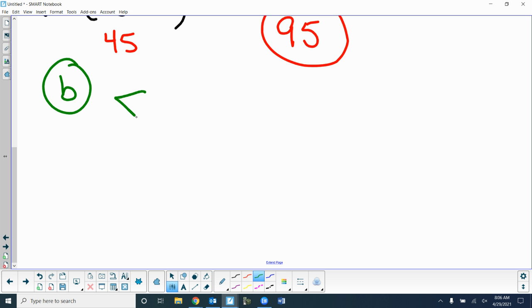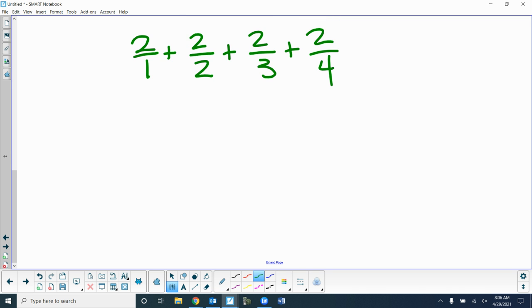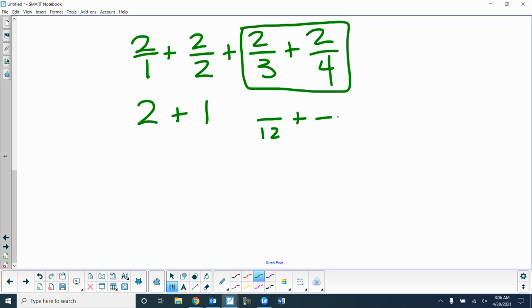All right, this one went from 1 to 4. And all we're doing is going 2 over X. So all we're doing is 2 over 1 plus 2 over 2 plus 2 over 3 plus 2 over 4. Okay? And 2 over 1 is a 2, and 2 over 2 is a 1. And then if you want, you can just do those two. The common denominator would be 12.